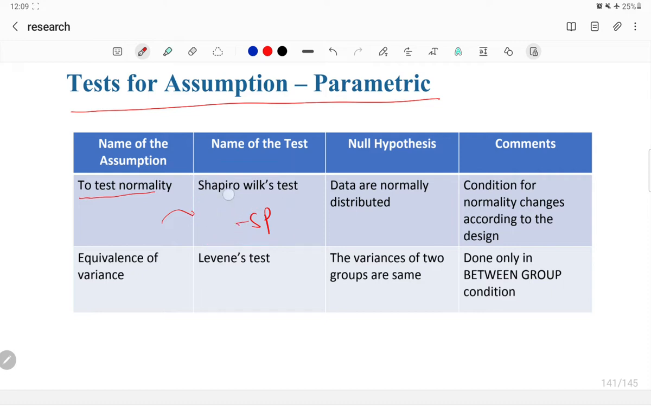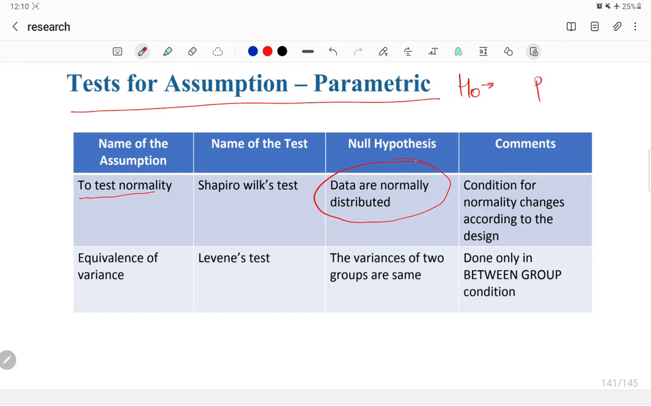So the null hypothesis for the data is: data are normally distributed. Talking about the null hypothesis, that's denoted by H naught. I'm going a little deeper. In the software, what we do is we just input the data, and it gives a value of P.